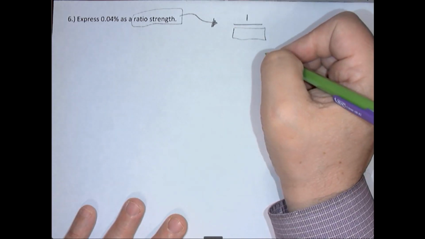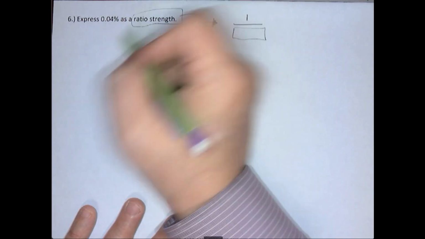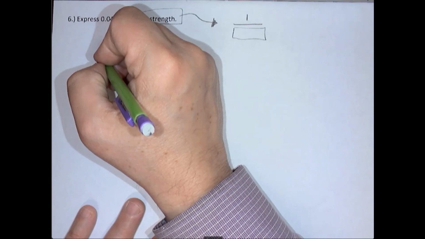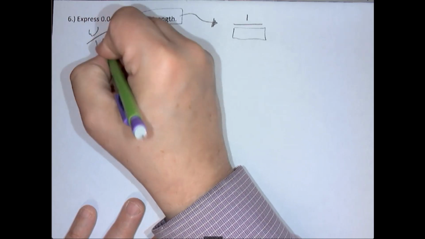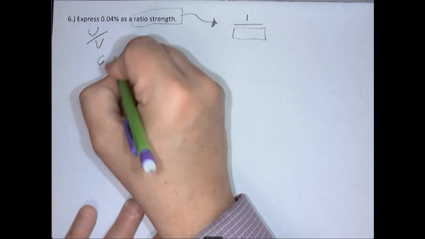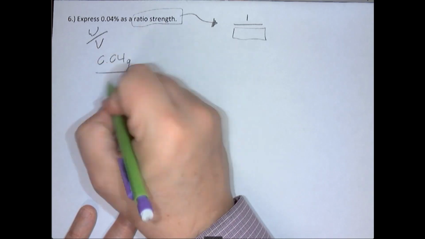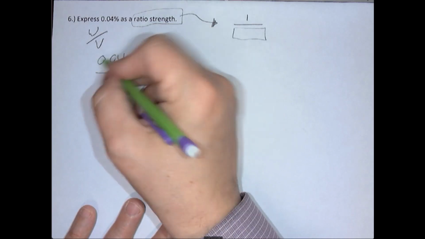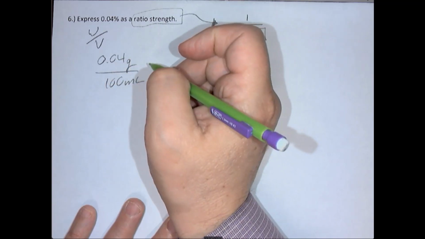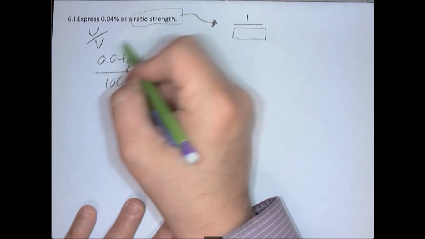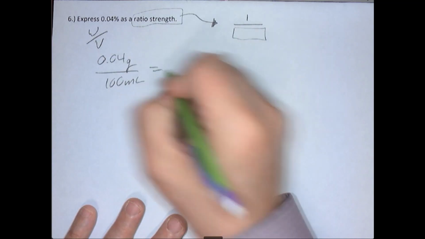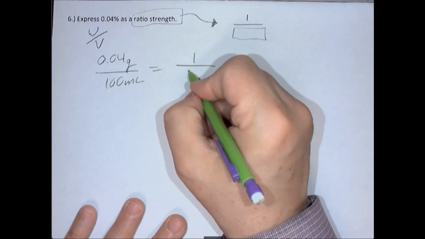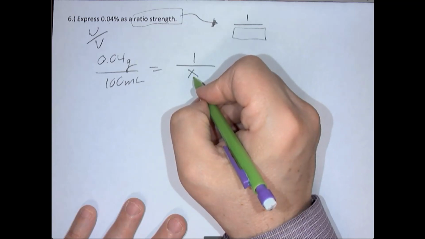Okay, so right now we know that this could be a weight to volume concentration or a weight to weight concentration. Doesn't particularly matter, but we'll just say it's weight to volume. So that would mean that this is 0.04 grams per 100 milliliters. If it was a volume to volume concentration, it'd be 0.04 milliliters per 100 milliliters. But we'll just run with this example, weight to volume. So to get it to a ratio strength, we need to put 1 in the numerator and determine what the denominator would be. So we'll put X where the denominator is going to be.